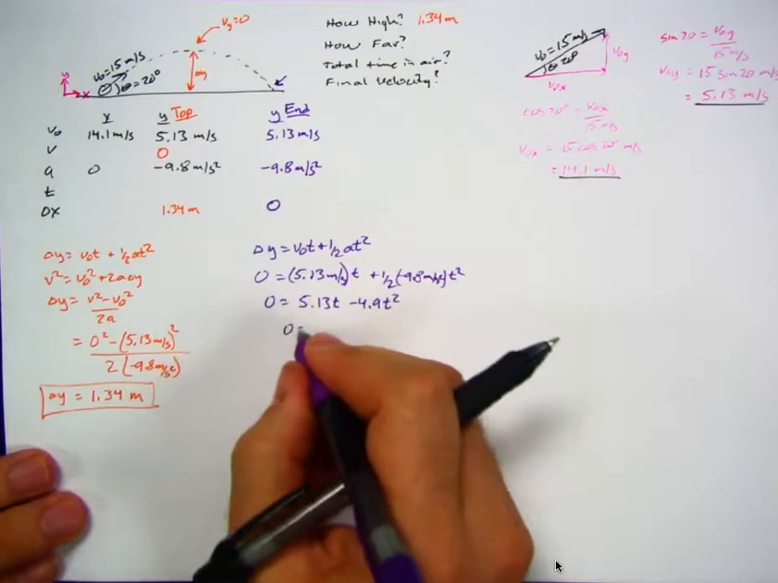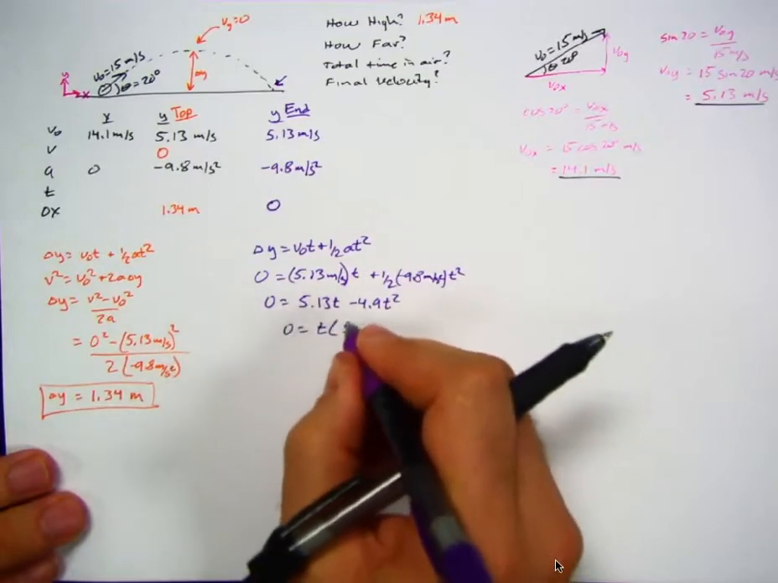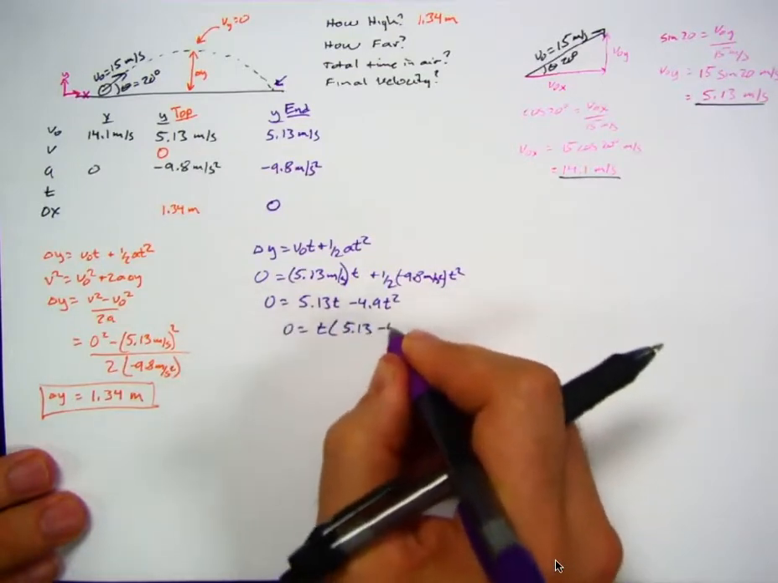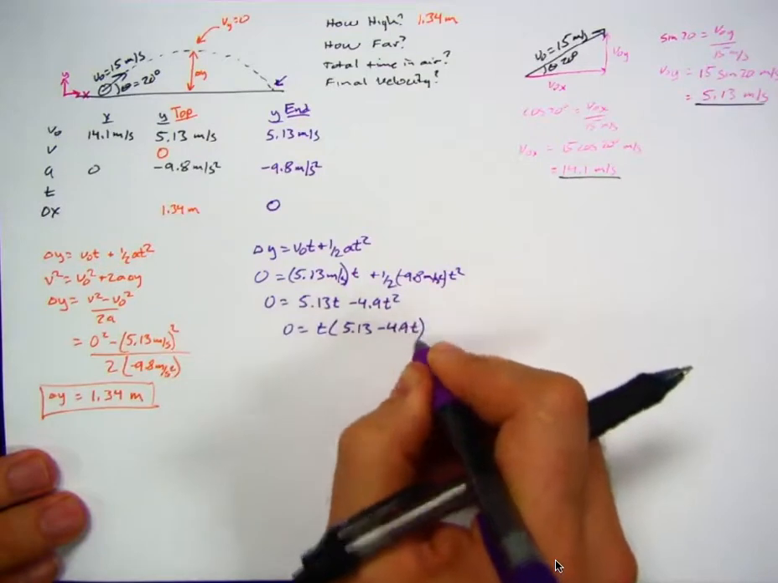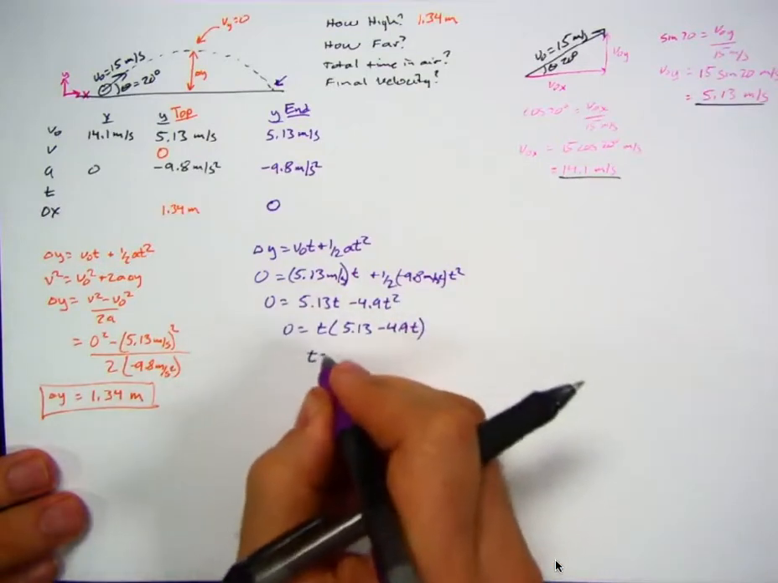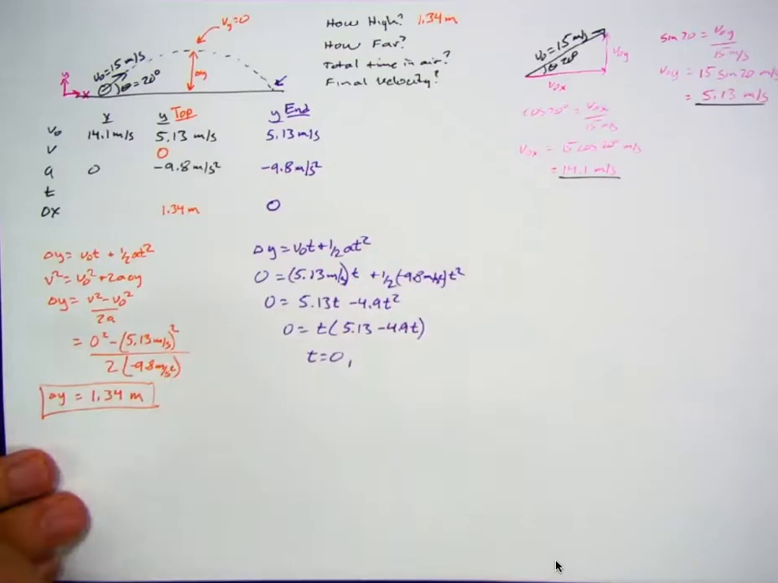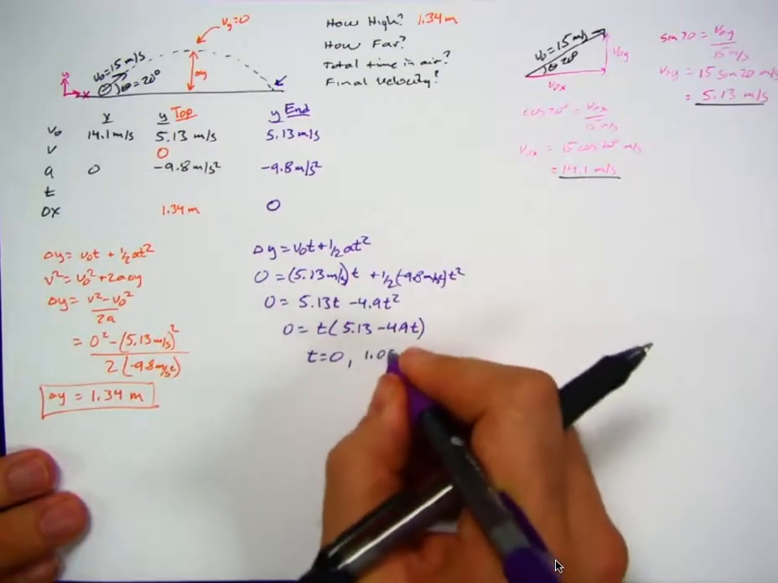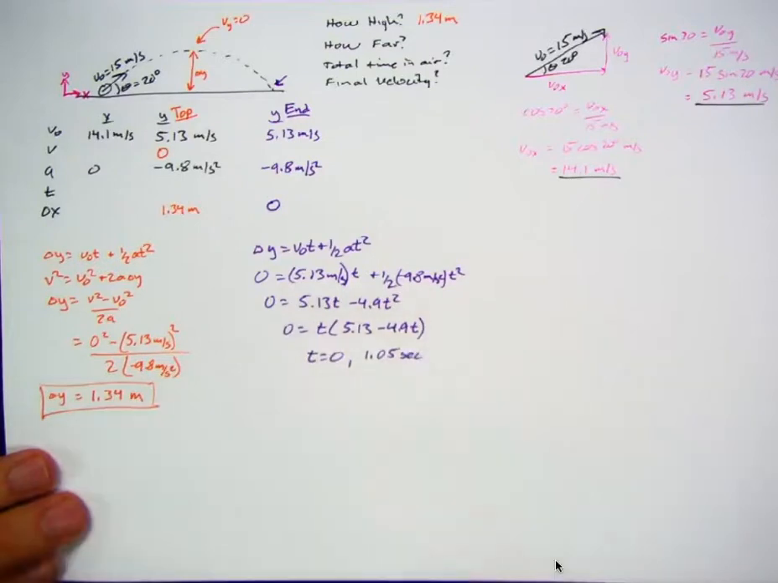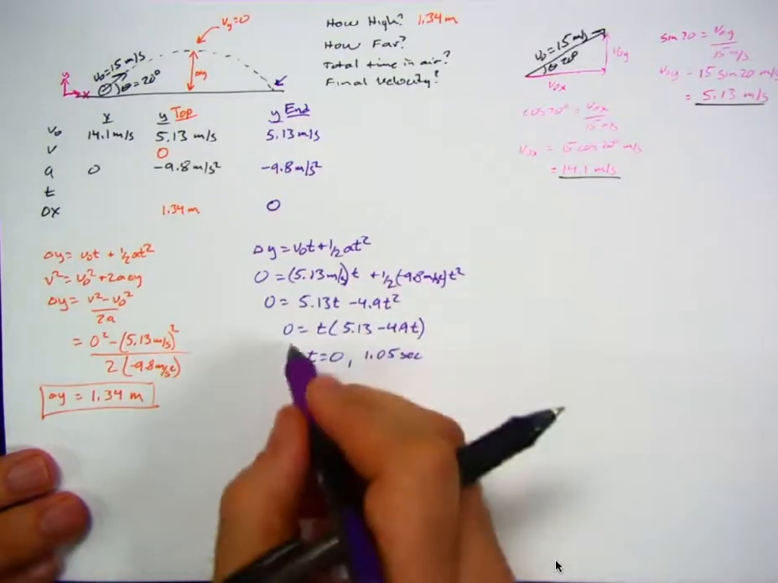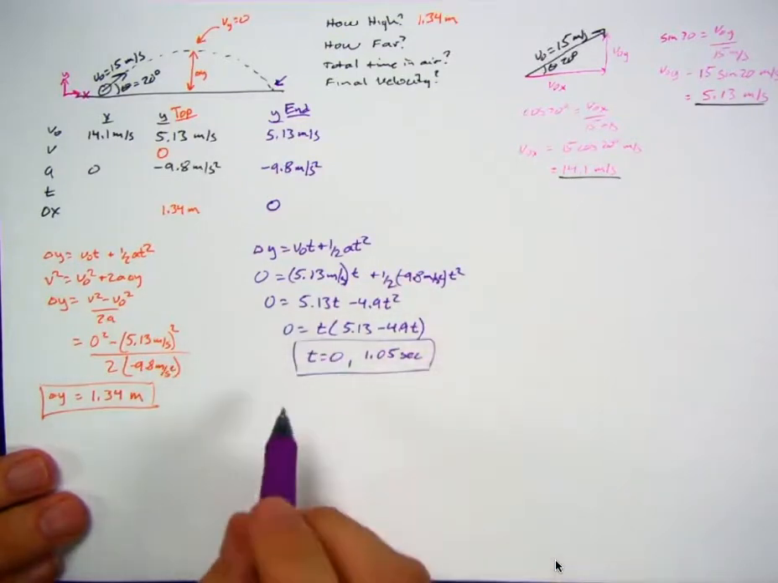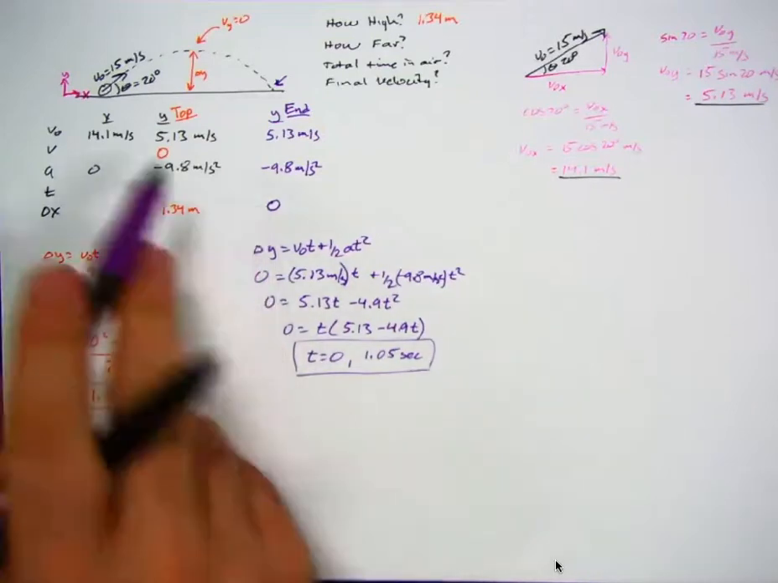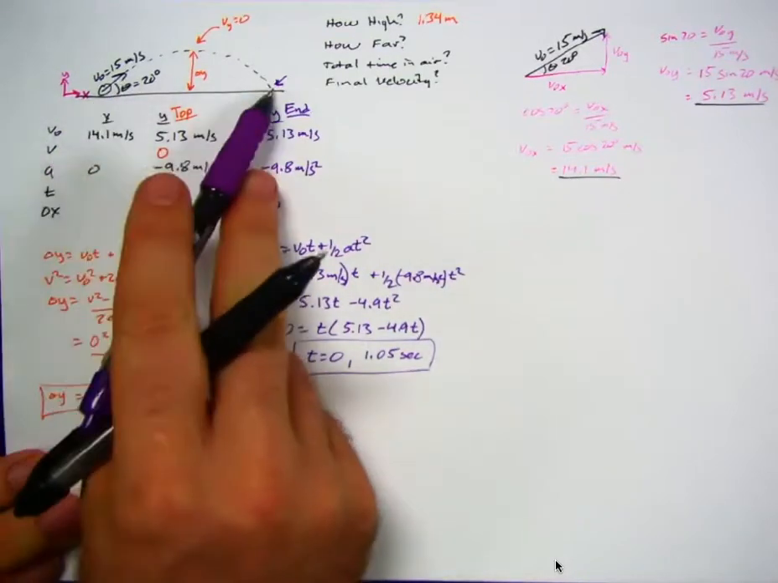So 0 equals t times (5.13 minus 4.9t). And then solve that, and I end up with t equals 0, and t equals 5.13 divided by 4.9, 1.05 seconds. And both of those answers are real. When does the ball get to a height of 0? Well, it gets to a height of 0 at the beginning and at the end.